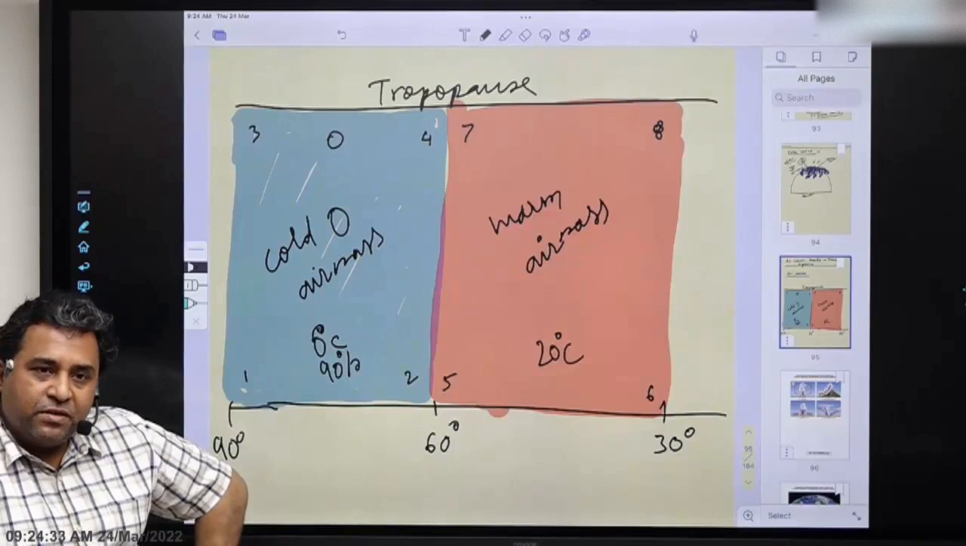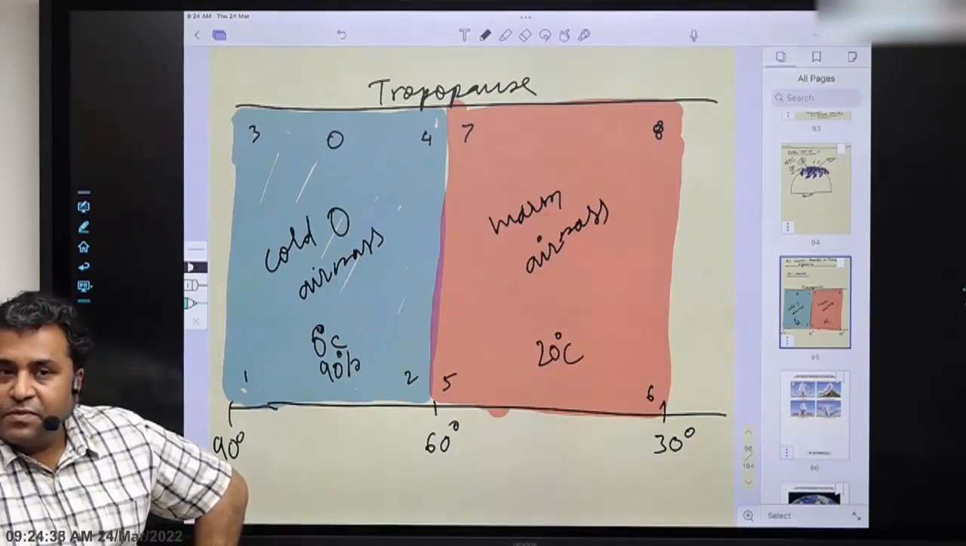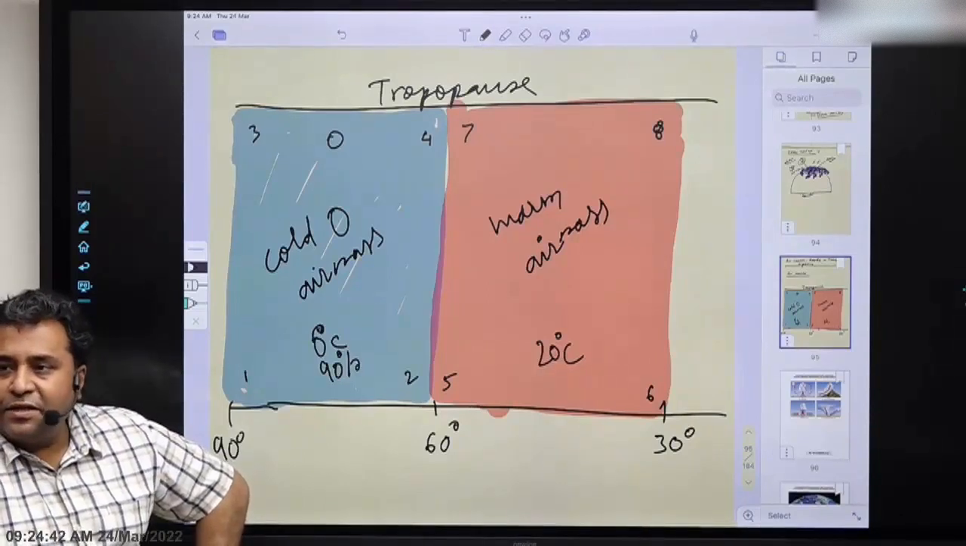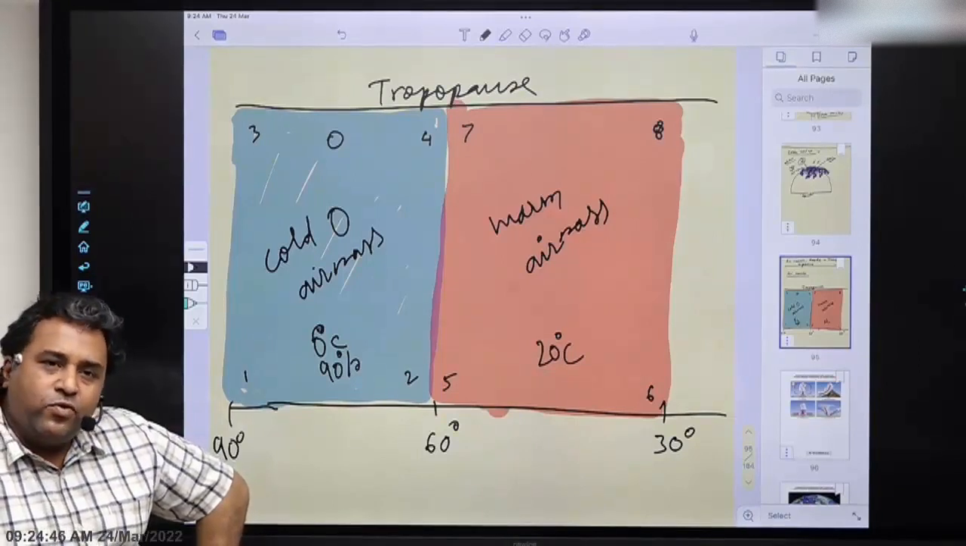And warmest? So what will be 60 degree with respect to 90 degree? And the same 60 degree with respect to 30 degree? That's it. It's done. That is all. Do you get it? So that's it. We have to do only this much.